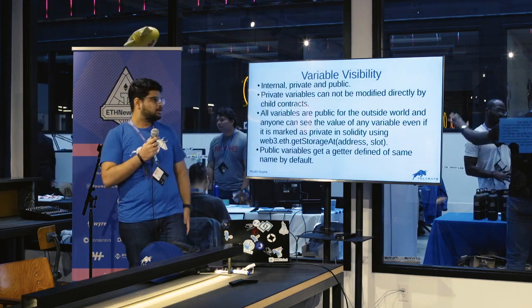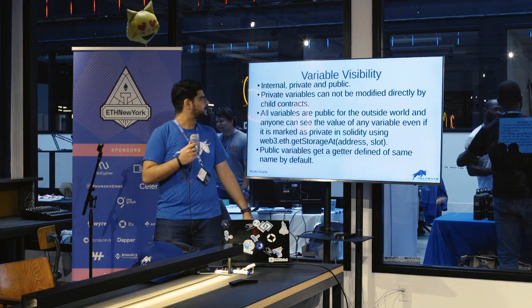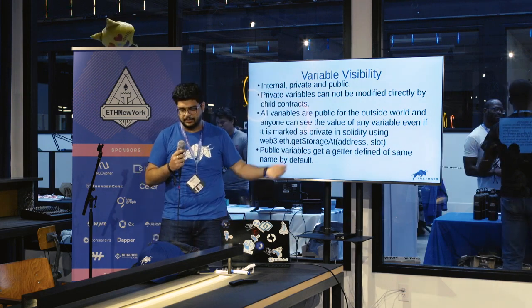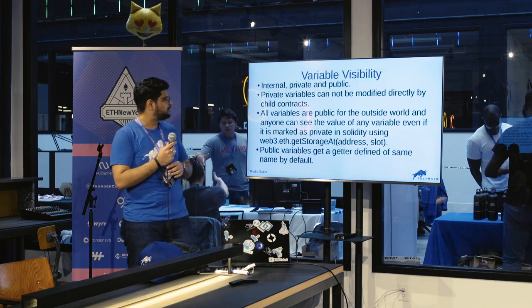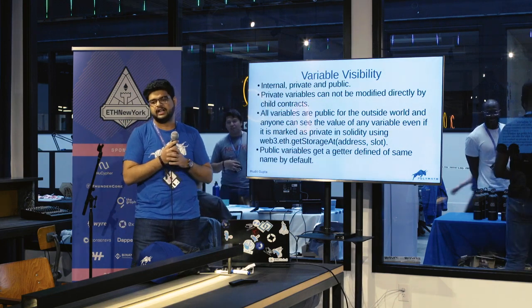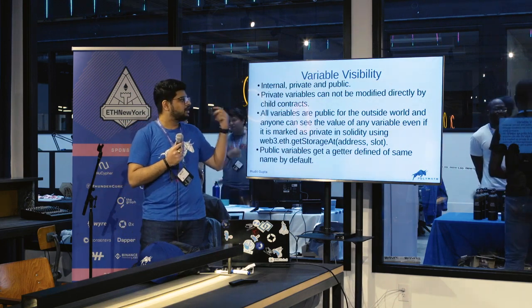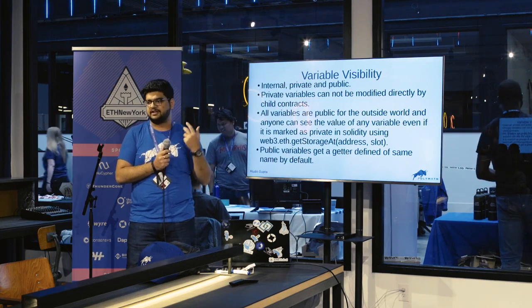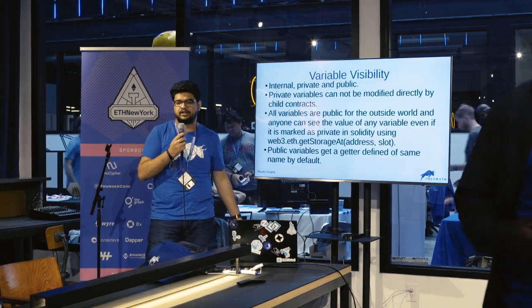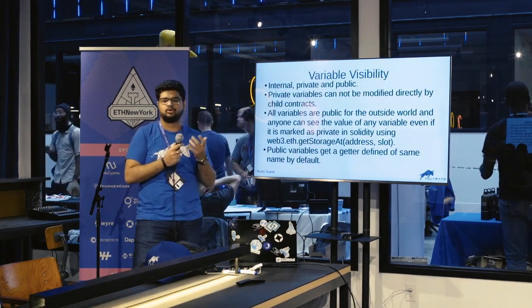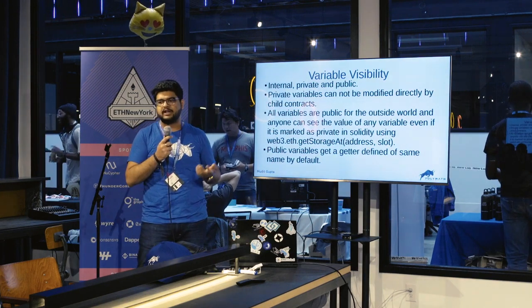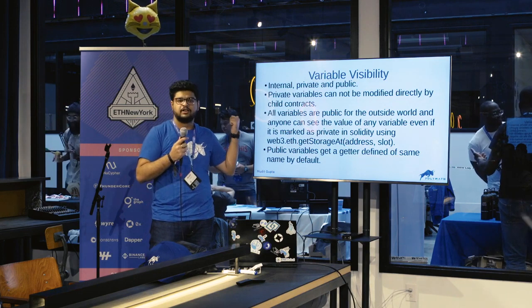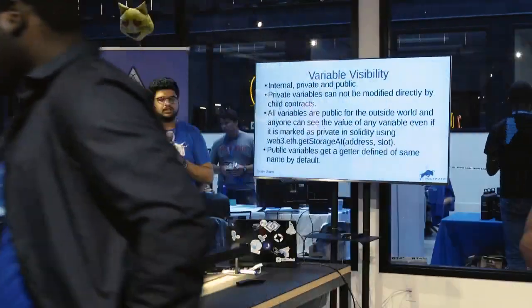Now let's talk about variable visibility. We have internal, private, and public. Internal variables are generally the most useful ones if you don't need getter information. Internal variables can be inherited by different contracts and directly edited by them. So let's say I created a token and then somebody creates a new token on top of that and inherits my contracts. They'll be directly able to edit the variable.